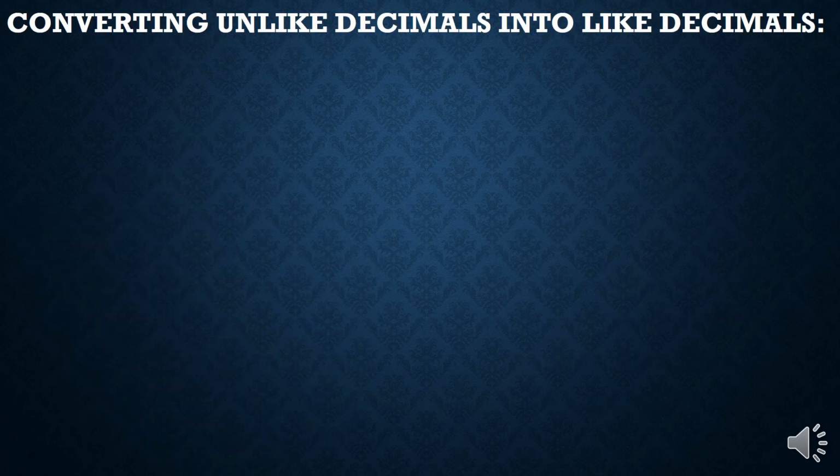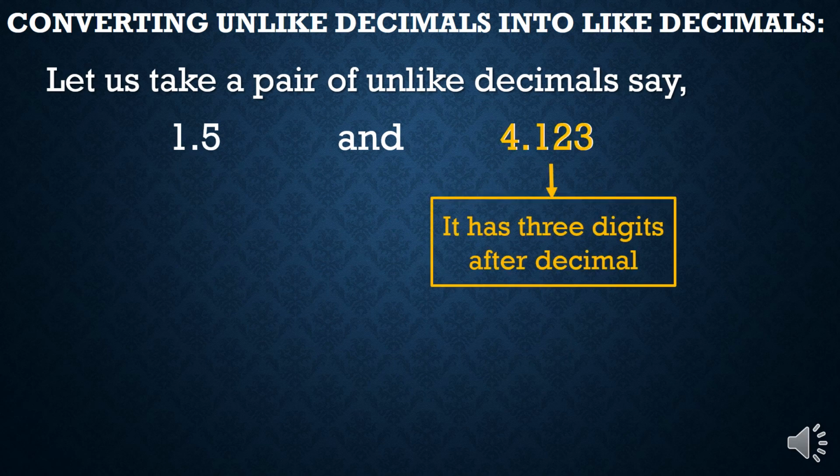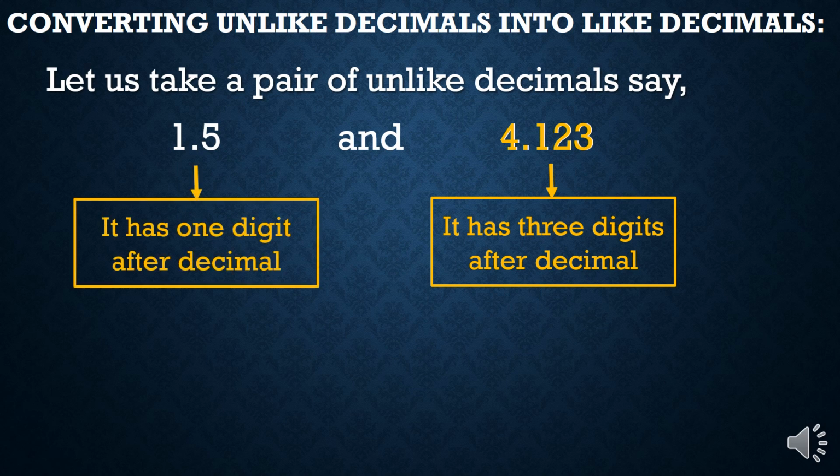Our next topic is converting unlike decimals into like decimals. Let us take a pair of unlike decimals, say 1.5 and 4.123. Can you tell me which number has the maximum number of digits after decimal? Yes, 4.123. See, it has 3 digits after decimal. And in 1.5, yes, it has 1 digit after decimal.